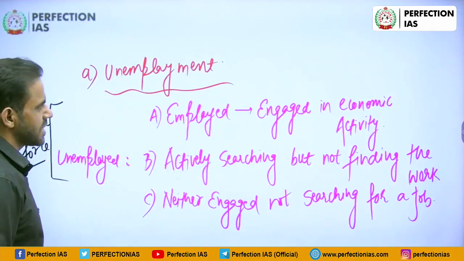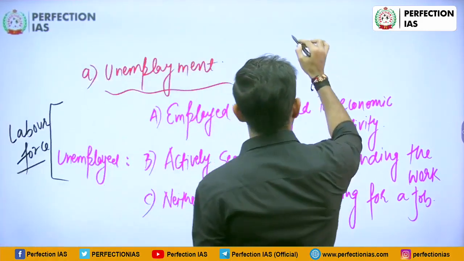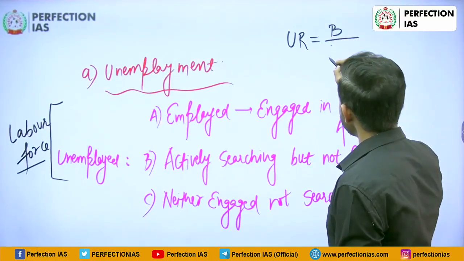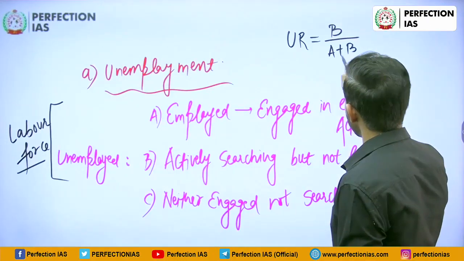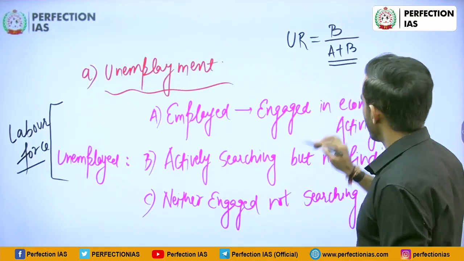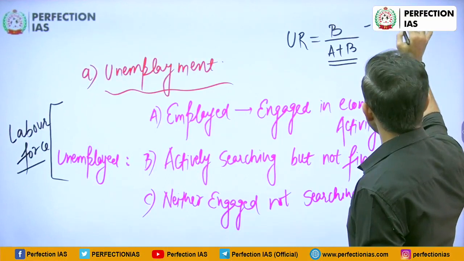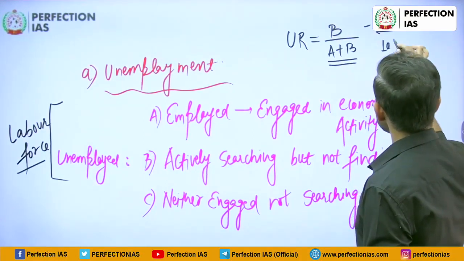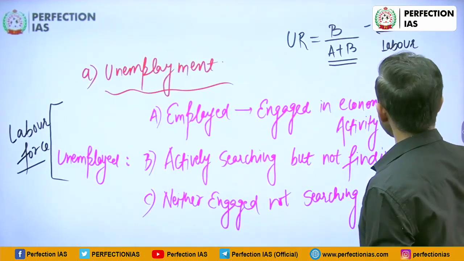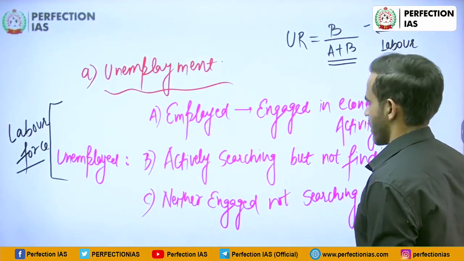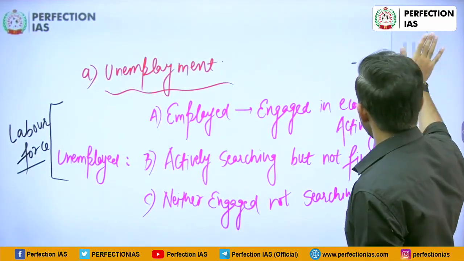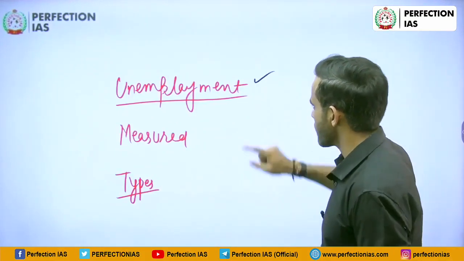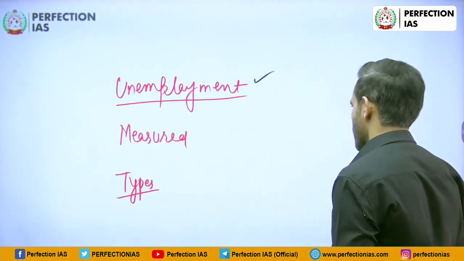If we need to calculate the unemployment rate, that will be the population which is unemployed divided by the population which is available for work, that is the labor force. So this is unemployed divided by labor force. Okay, this is unemployment. So we have covered the first part, that is, what is unemployment.